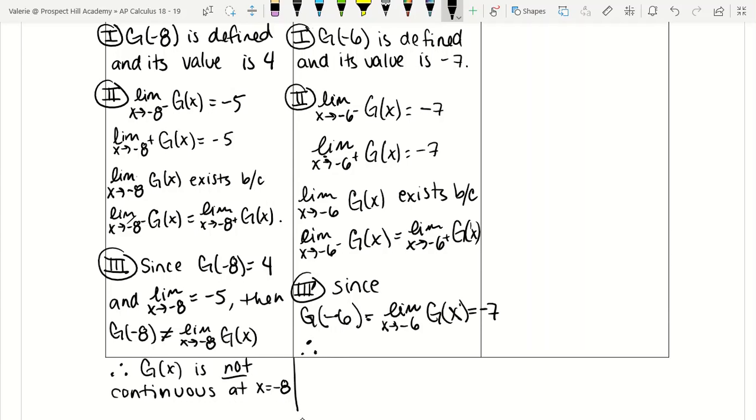Therefore, g of x is continuous at x equals negative 6.